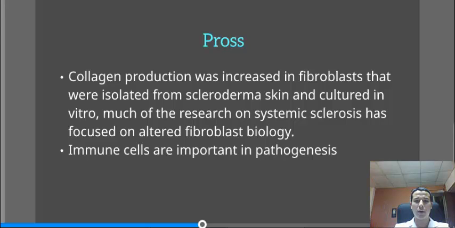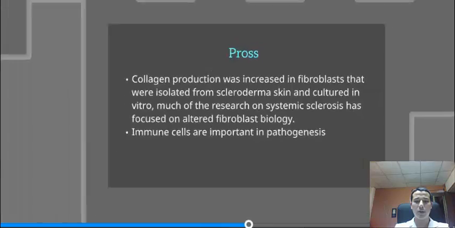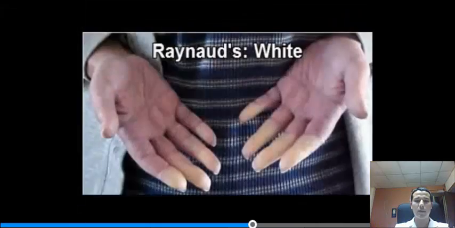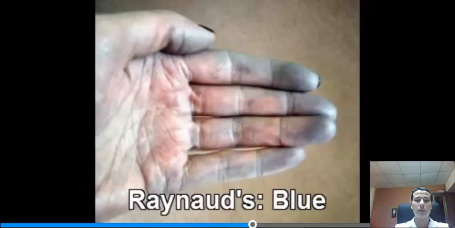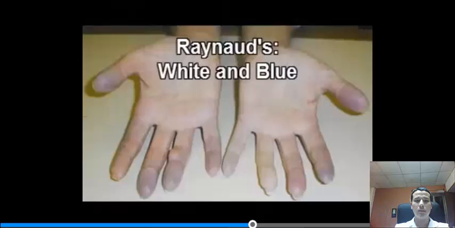Collagen production was increased in fibroblasts that were isolated from scleroderma skin and cultured in vitro. Much of the research on systemic sclerosis has focused on altered fibroblast biology. Immune cells are important in pathogenesis. Raynaud's phenomenon can occur in systemic scleroderma. It can also occur in people who are perfectly healthy. It causes the fingers or toes to turn white or blue in response to cold or stress.